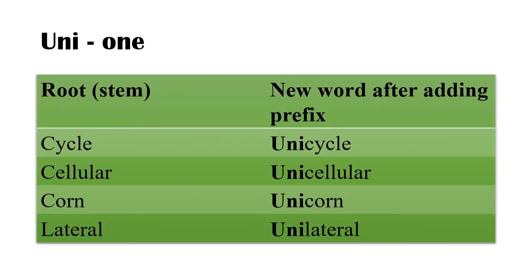Uni means one. The words formed after adding prefix uni are unicycle, unicellular, unicorn, unilateral.